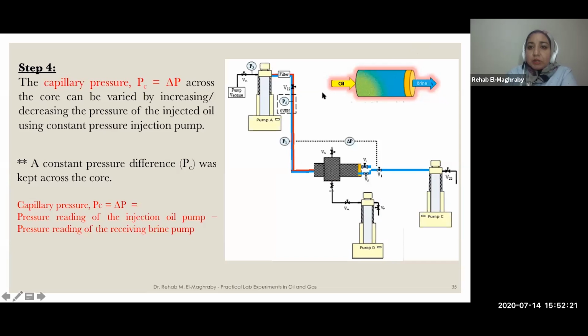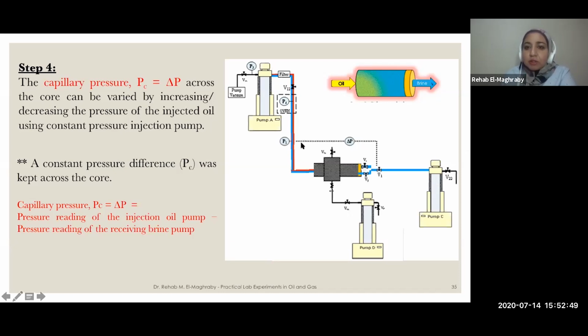During this stage, the oil is injected at a step-by-step increase in the capillary pressure. So we will start with a very small capillary pressure. For example, you can start with a 0.5 psi difference, and if you can go lower, just go lower. You can adjust it according to the delta P, and both pumps are running in constant pressure mode.